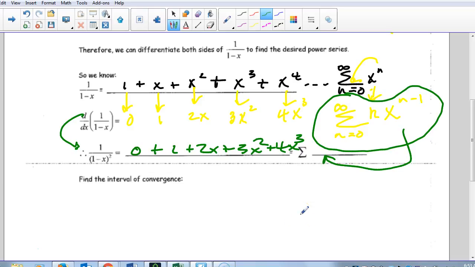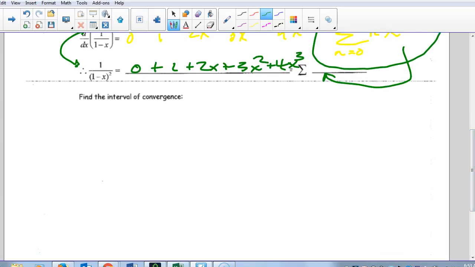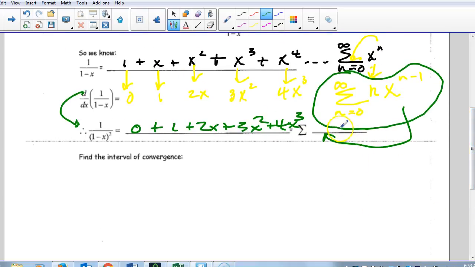Now the interval of convergence, I can't just say negative 1 to 1. It might turn out to be that, but not for the same reason. So I actually have to find it, and I'm going to use my new series. So we're using this beautiful thing to find the IOC. So here we go. Interval of convergence is the ratio test.